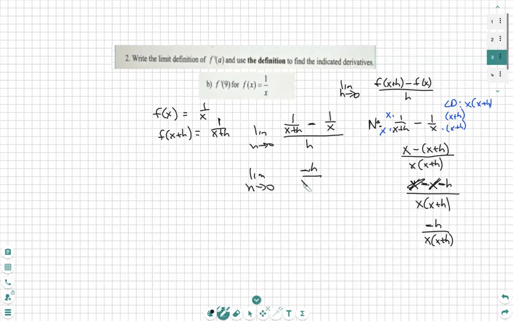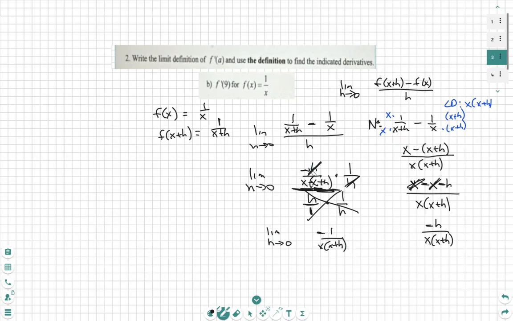Negative h over x times x plus h, all over h. We see we have a fraction over a number. What we need to do is make this bottom denominator a fraction. We can see this is our main fraction right there, that fraction bar. So we put h over 1, and we multiply by the reciprocal from top to bottom. Once we have done that, we can see those two h's cancel. And we have the limit as h approaches 0 of negative 1 over x times x plus h.